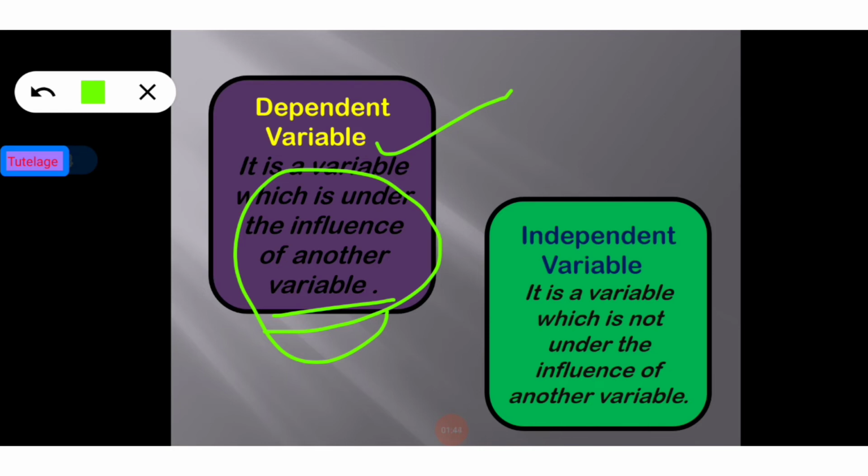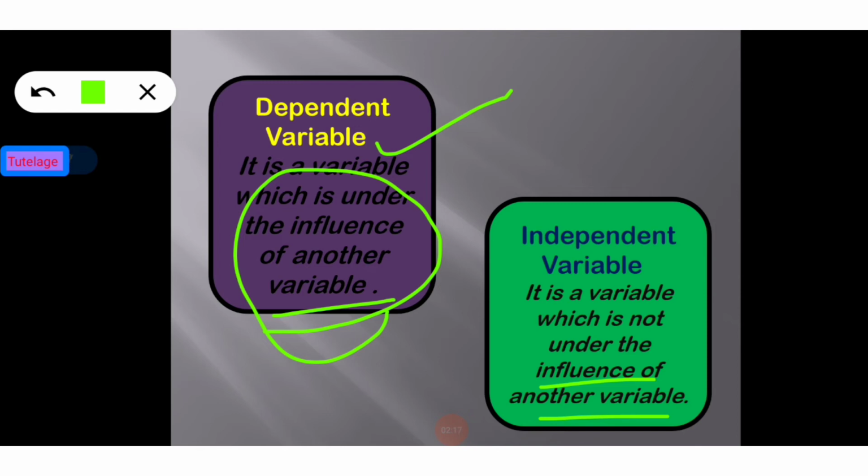Independent variable is such a type of variable which is not under the influence of another variable, which is totally independent in nature. So that is the basic difference between dependent variable and independent variable. Because dependent variable is under the influence of another variable, depends on another variable, and independent variable is not under the influence of any other variable in the series.